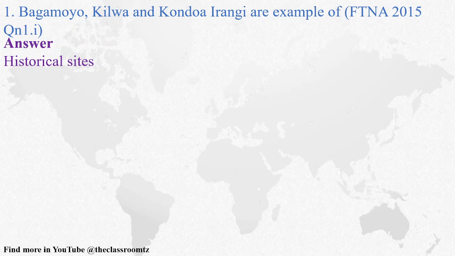In Bagamoyo, a historical event occurred, for example the slave trade. Kilwa also had the slave trade. Kondoa is famous for the drawings of the late Stone Age, the paintings on the stone inside the caves. Those paintings indicate that humans existed there at Kondoa. After all those actions were done by man in those places, those places qualify to be historical sites.